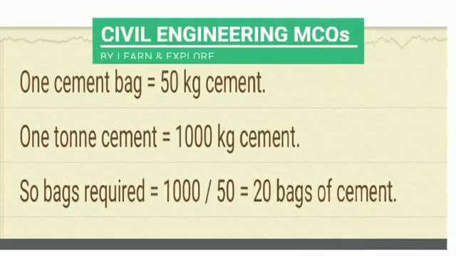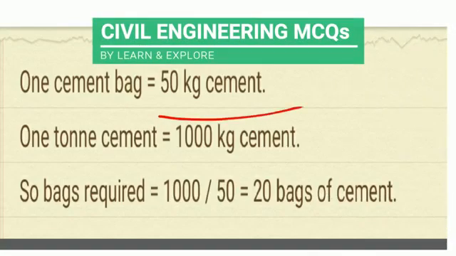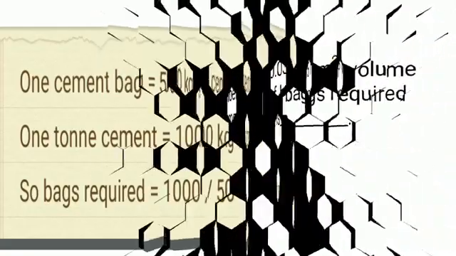1 cement bag contains how much? 50 kg of cement. 1 ton of cement means 1000 kg of cement. So bags required is 1000 by 50, that is 20 bags. So our answer will be how much?